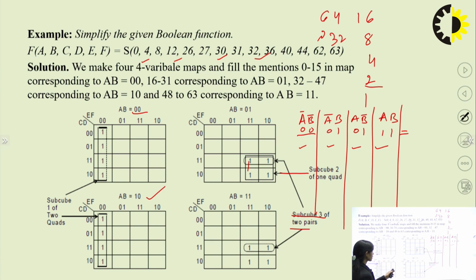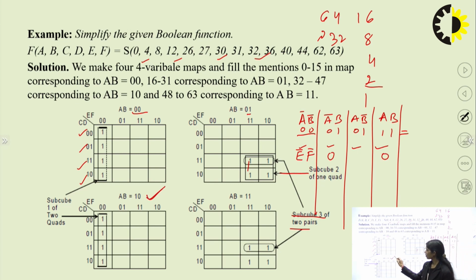First, if we take the example of subcube 1, there is a group of 4, so this will sum up to 1. So we are left with only E bar F bar. It is present in only A bar B bar, so we have here E bar F bar. But it is not present in 01, so it will be treated as 0. It is also not present in AB equals to 11, so here also it is 0. But it is present in 10, so it can be again written as E bar F bar.